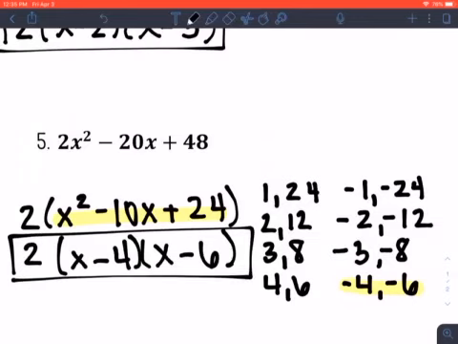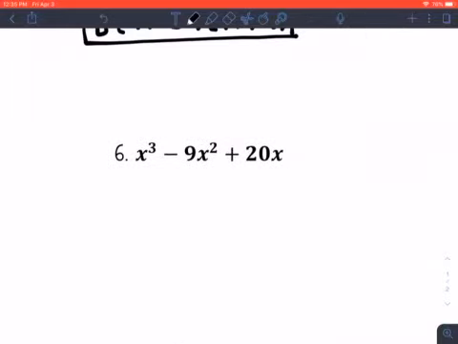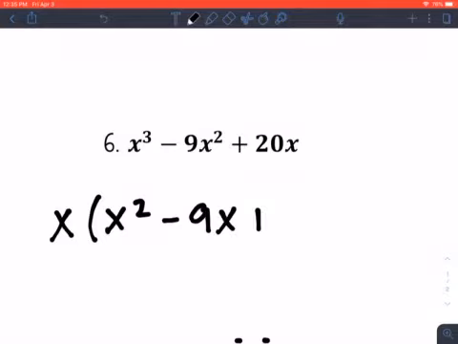Let's look at the very last problem. In practice problem number 6, we're given x to the third minus 9x squared plus 20x. Notice in this problem they don't have a number that's in common, but they do share a variable. They all have an x in common. So my first step is to factor out that x. What's remaining is x squared minus 9x plus 20.